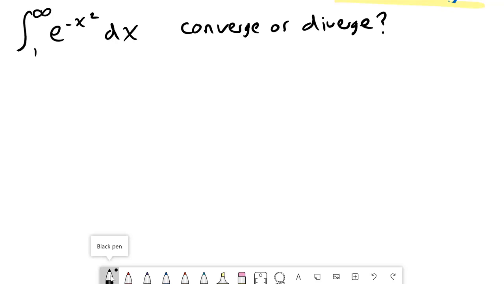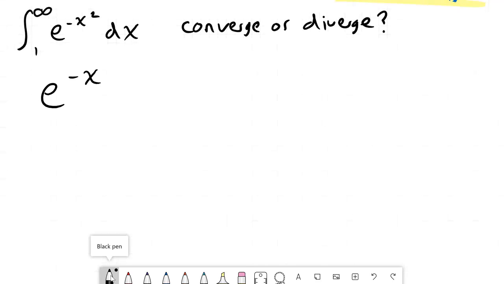This is a hard question already because we can't find the integral, so what can we do? Well, we can compare it to another function. It might take some thinking critically about it. We want to compare this function to something bigger, and that function is namely e to the minus x.